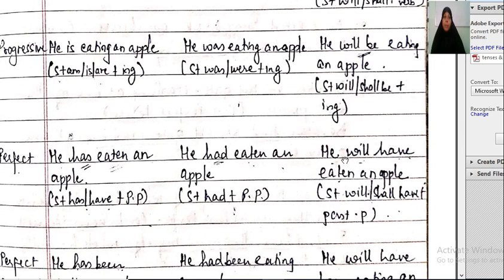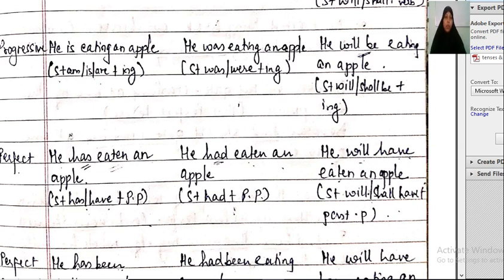Now, future perfect tense. Future perfect tense indicates an action that will be completed before a certain future action or point of time in future. For example, he will have eaten an apple. The structure of the sentence will be subject plus will or shall plus have plus past participle of the verb. This structure you have to keep in mind for future perfect tense.